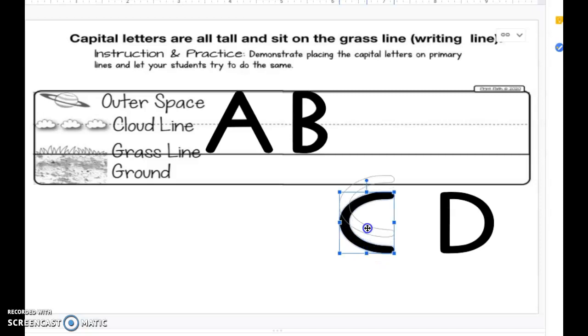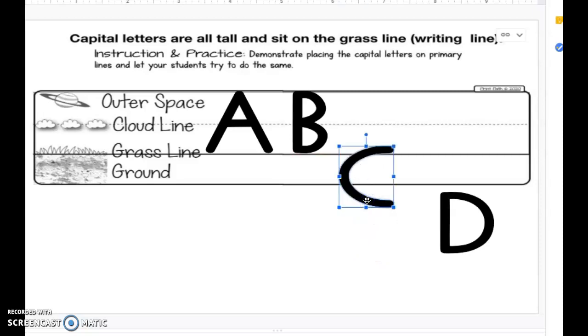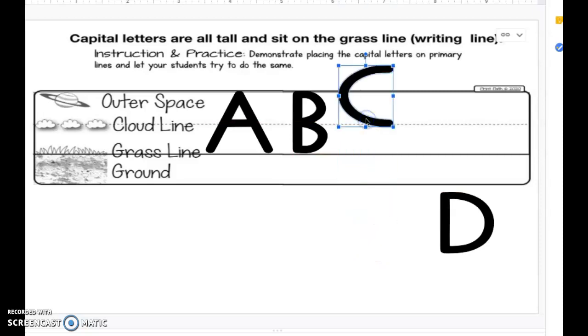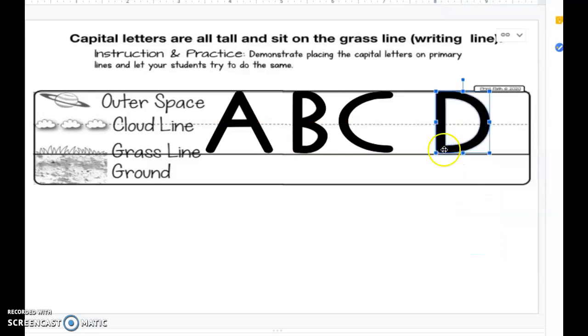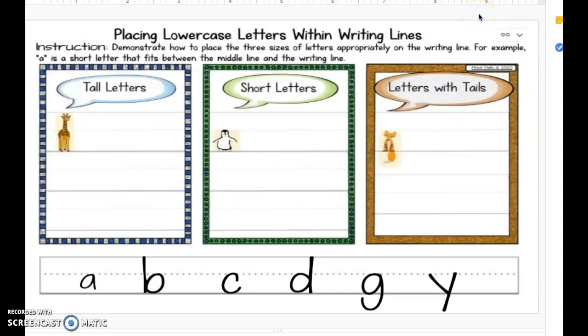So what I'd like you to do is just practice where you think C would go. Would C go here? Would C go up here? Or would C go right here in the middle? If you said it would go right here, you are correct. And then lastly, we have D. And D goes right up here to make sure it's all crossing on the same lines. Great job practicing writing your capital letters.